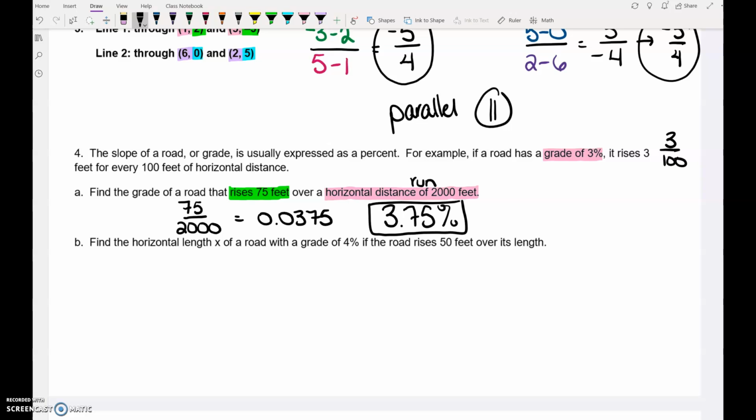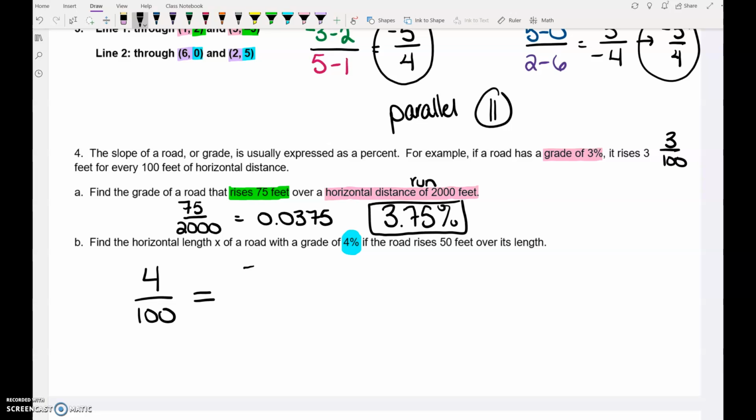In B, there's at least 2 different ways you could do B. They want us to find the horizontal length of a road that has a grade of 4%. So first, let's look at what this grade of 4% means. It means for every 4 feet of rise in the road, there's 100 horizontal feet for that road. Rise of 4 for every horizontal distance of 100.